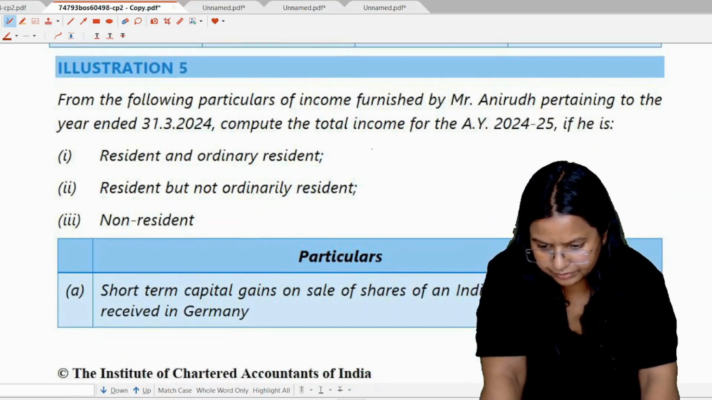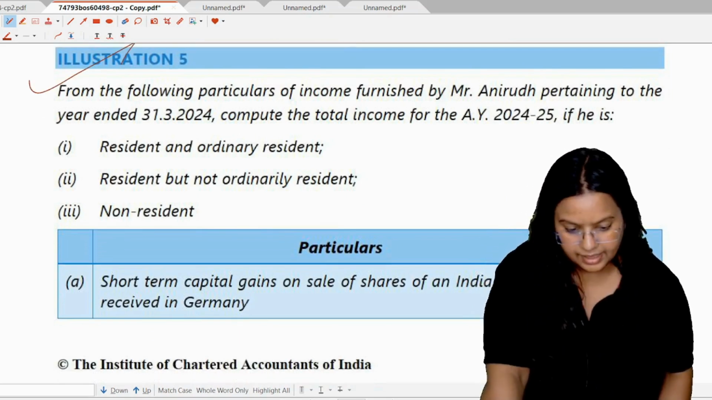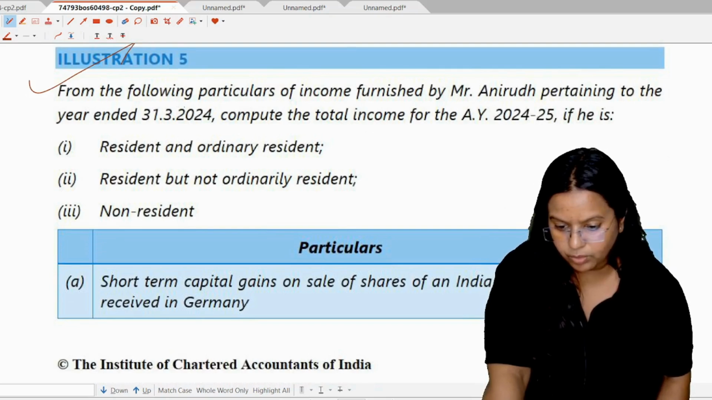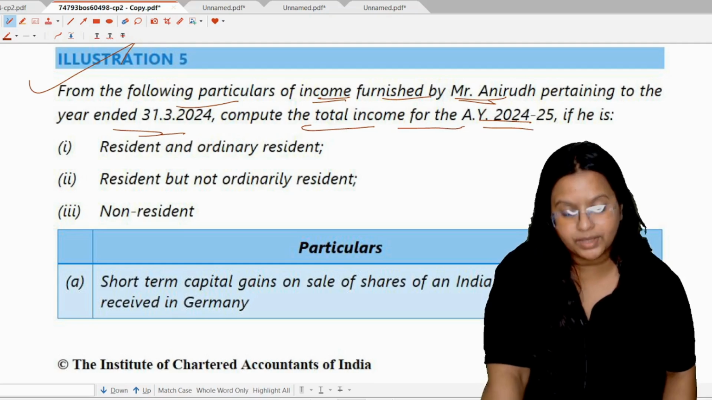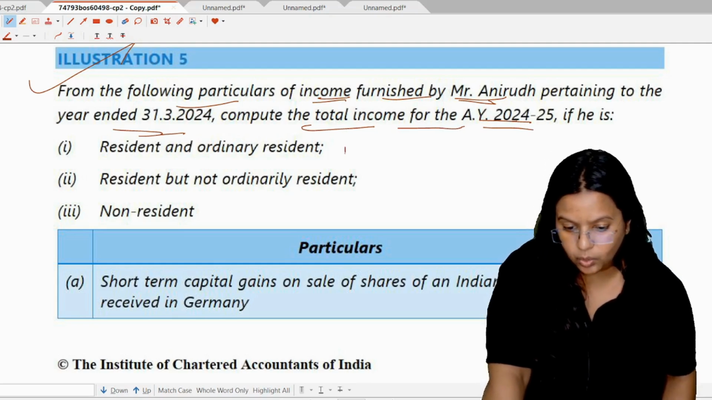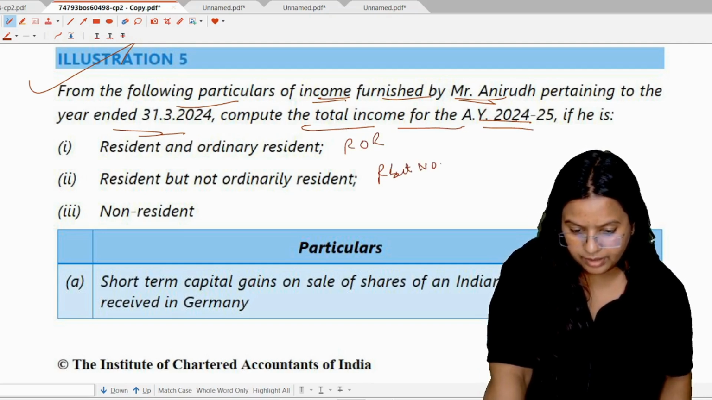Illustration number 5. Okay. Next is the illustration number 5. From the following particulars of income furnished by Mr. Anirudh pertaining to the year ended 31st March 2024, compute the total income for assessment year 24-25 if he is ROR, R but NOR and NR.